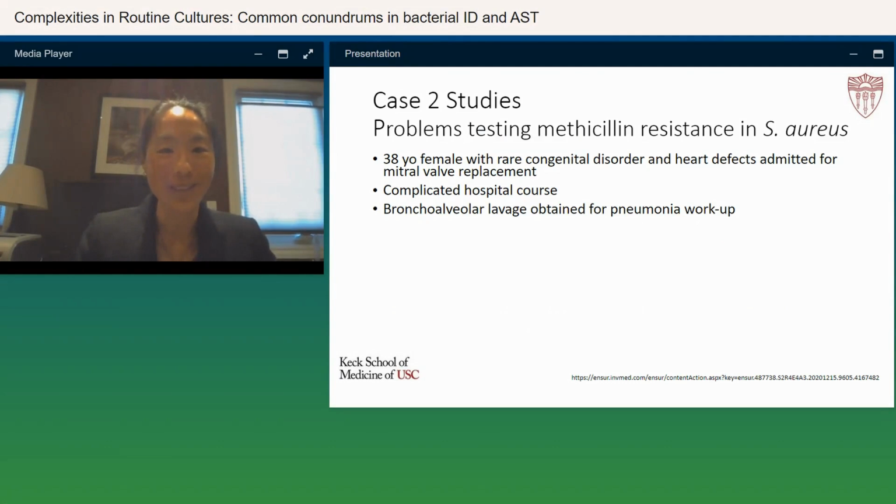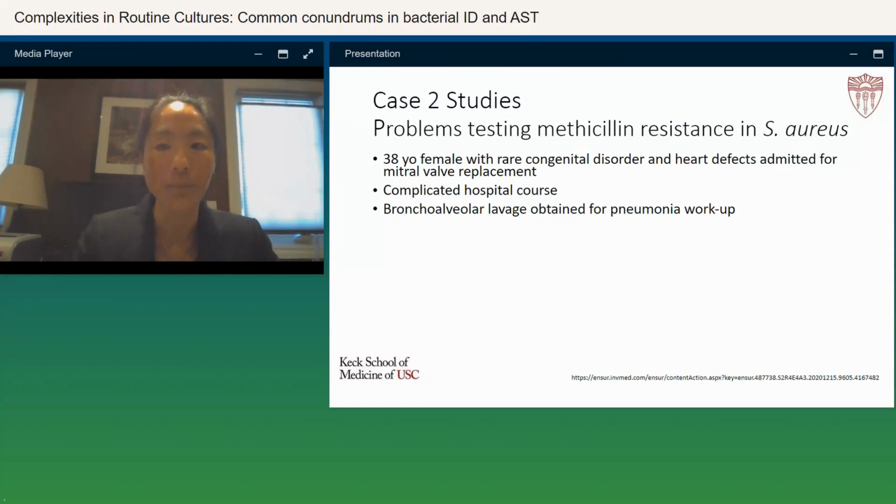All right, so that brings us now to our second set of cases. We're now going to switch gears and talk just about methicillin resistance and susceptibility testing in Staph aureus. So I'm sure we've all come across several situations in which some of our test methods don't match, and we'll have a few cases to discuss that and some learning points around it.